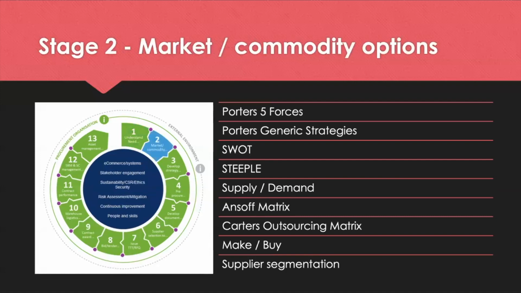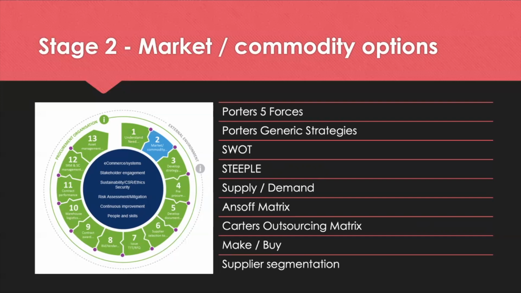So moving on to stage 2, this is about your market and commodity options. There are lots of tools that can help you in understanding the market and commodity that you're buying. So you might be looking at things like make-buy decisions, whether to outsource a service, scoping out your spend and your position and what the dynamics are like in the marketplace. So the theories here are the micro ones, looking at Porter's 5 forces, whether the buyer or supplier has the power, whether or not there's a threat of a new entrant or a substitute. And the generic strategies around differentiation or cost focus or leadership.